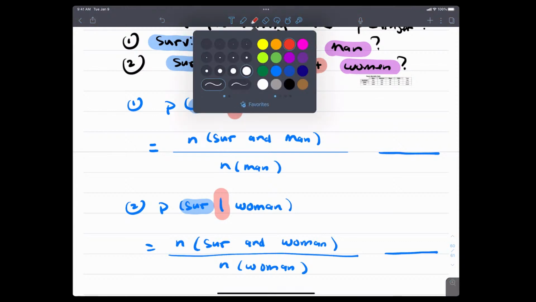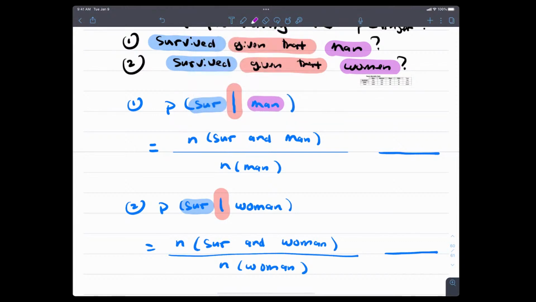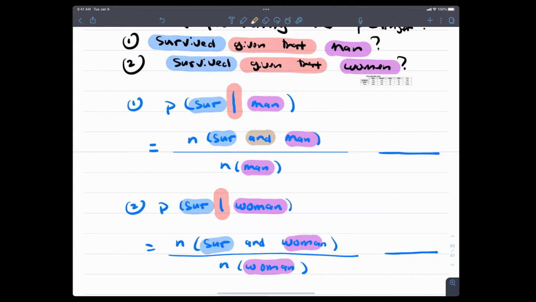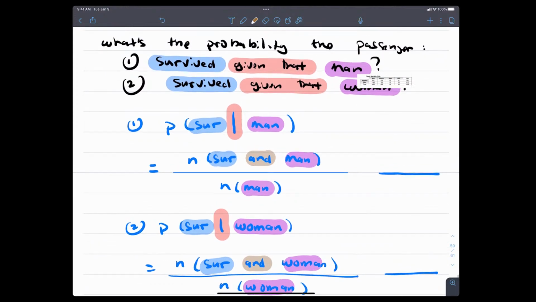Given that you are who? A man. Given that you're a woman. That's the condition. So this is now of all the men, of all the women, right? How many of them actually survived? You're going to have to use this definition. Don't forget this here is "and." It's a conditional probability, comparing those two.